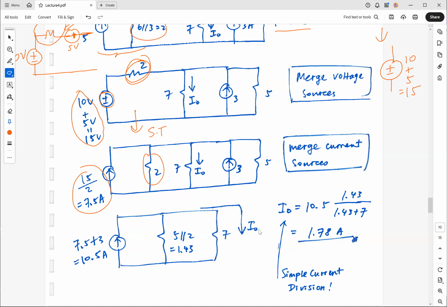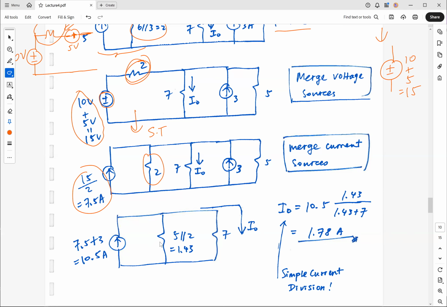So to find this I naught, I simply do a current division. So 10.5 times 1.4 on the top, because the current likes to flow to the path with less resistance. So you don't put 7 on the top, you put 1.4 on the top, divided by the sum. So you'll get about 1.8.